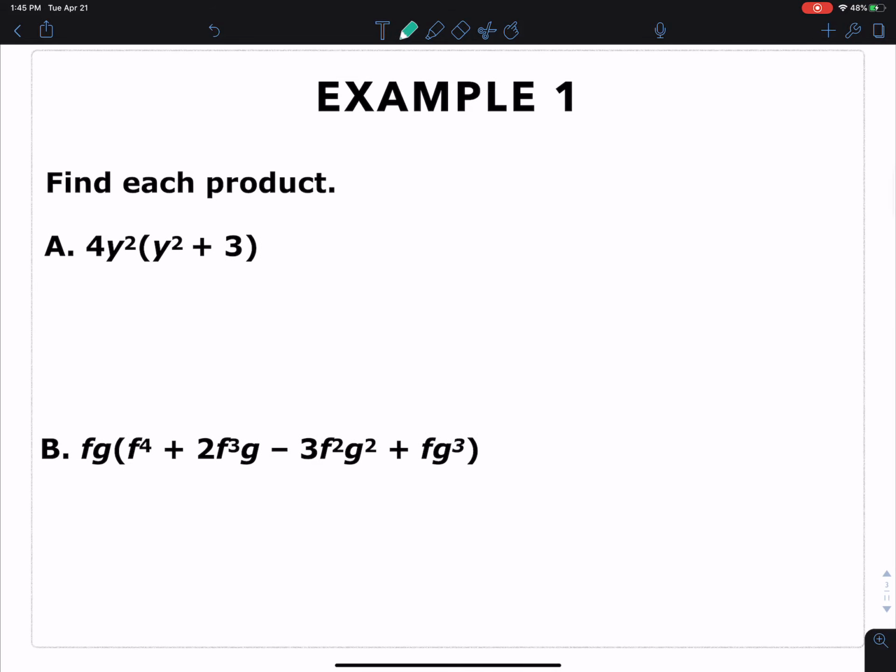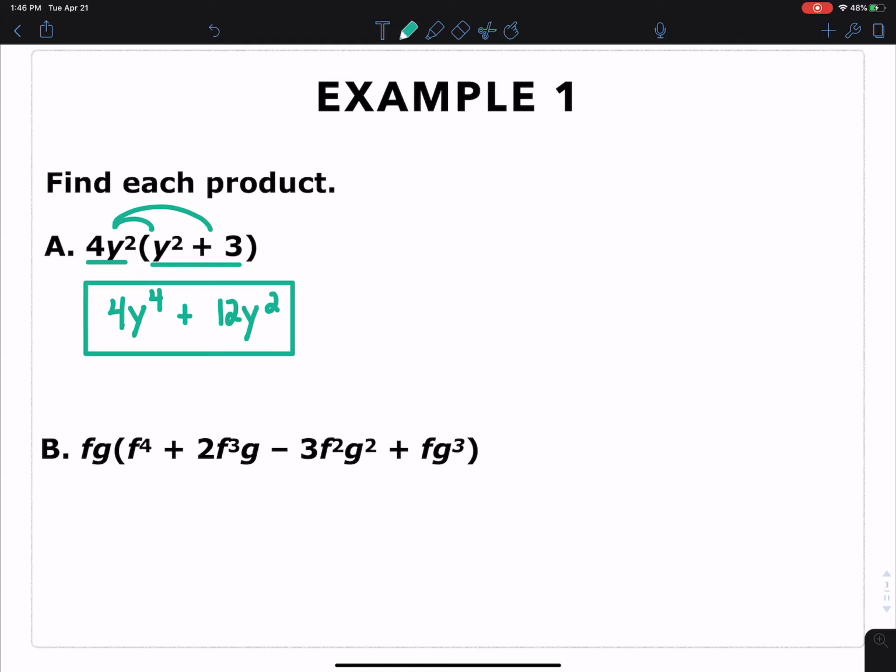So we'll get right into the examples with example 1. So we want to find each product. If we're multiplying a monomial by a polynomial, we're just using the distributive property. So we have 4y squared times y squared, which is going to give us 4y to the fourth. And then we have 4y squared times 3, which is going to give us 12y squared.